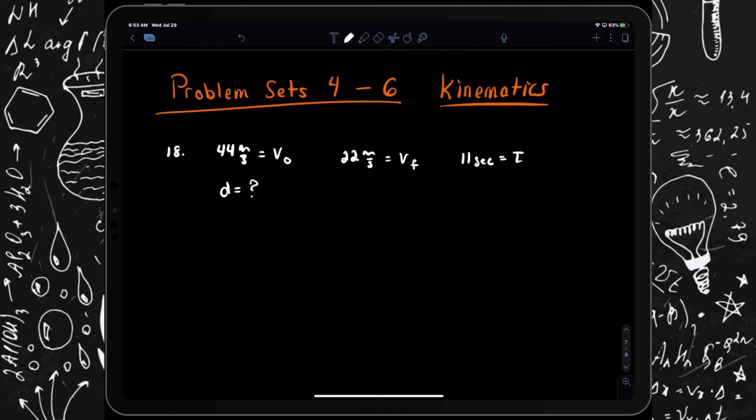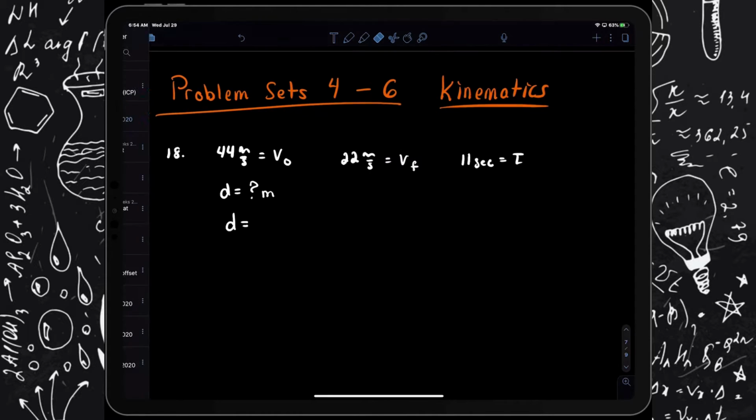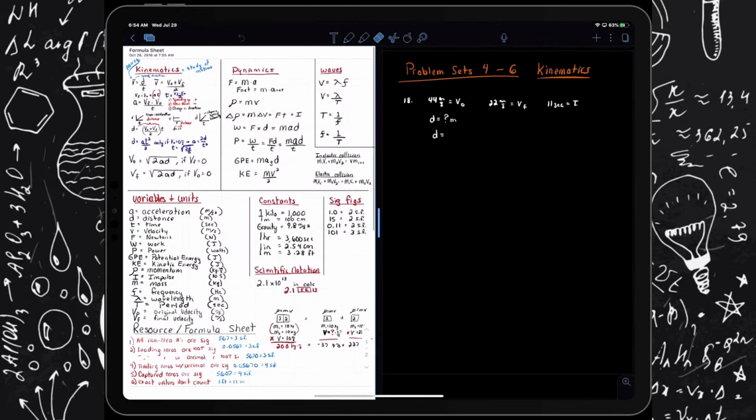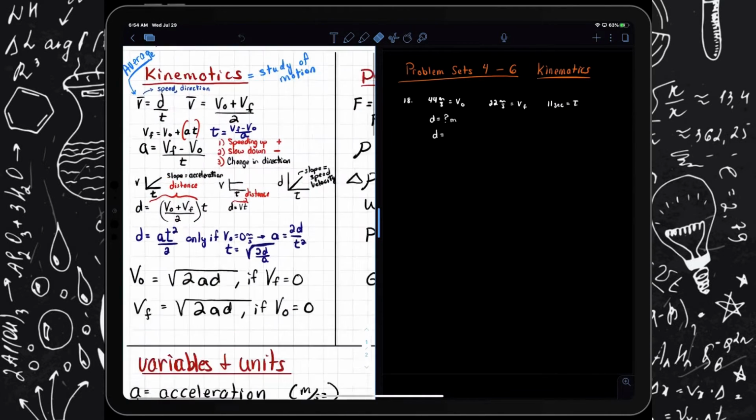All right. Now, here's the thing here. When we're looking at this, they're not asking you for the acceleration. They're asking you for the distance traveled. So we have to figure out a formula that has that particular variable in it. Okay, so I'm going to jump over to that formula sheet so that way we can see why I'm suggesting you have a nice clean formula sheet.